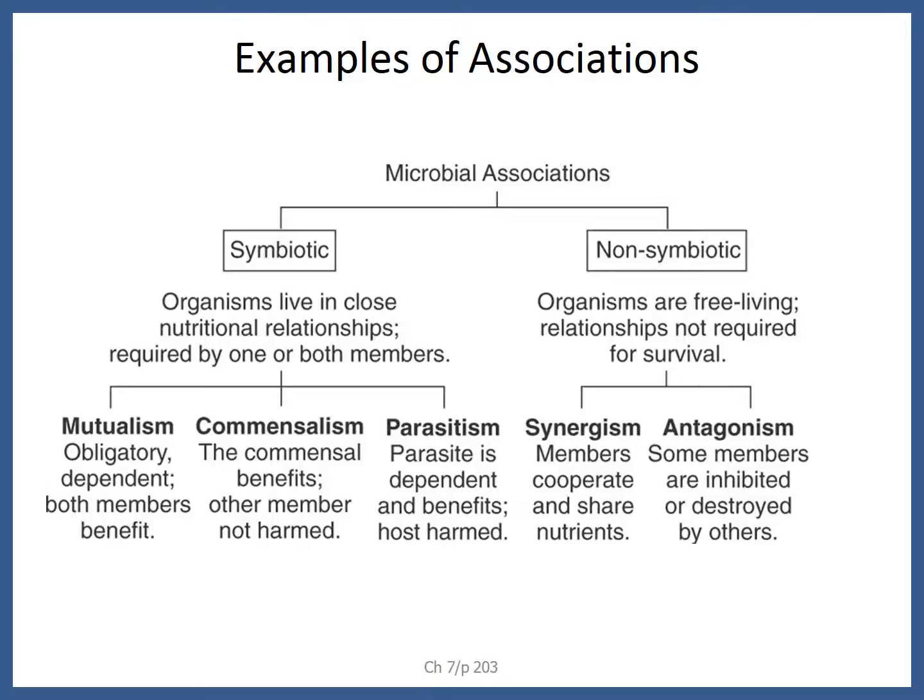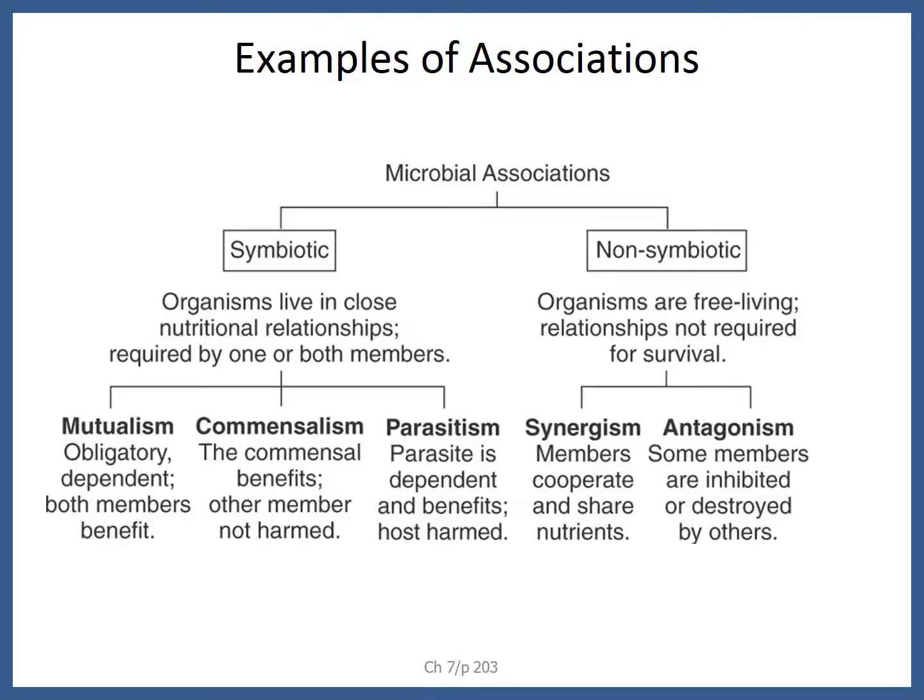You can also have what we call non-symbiotic relationships between two free-living organisms. About the symbiotic relationships, you're thinking about close relationships required by one or both members. So in other words, in parasitism, the tapeworm needs to be living in the organism. Here, these relationships may not be required for survival between the free-living organisms, but they are still examples of associations and interactions between the organisms.